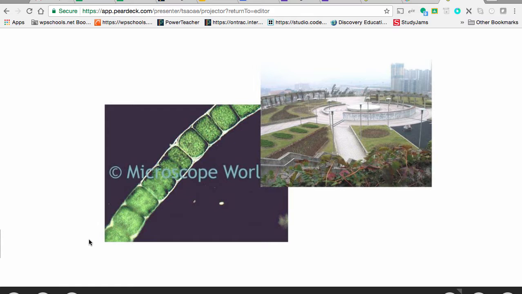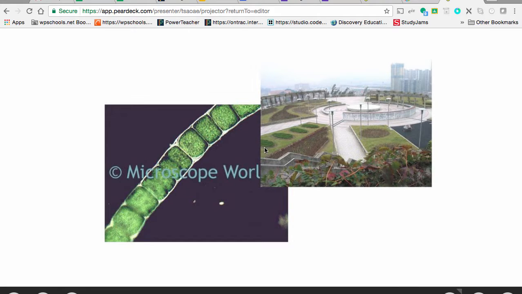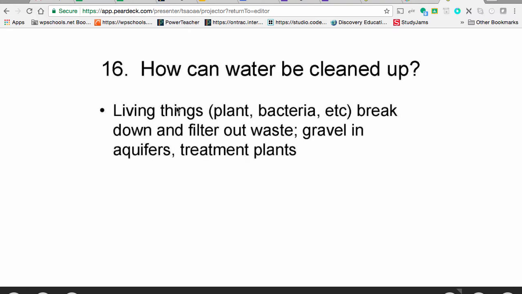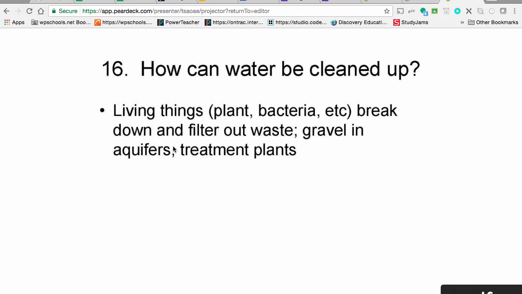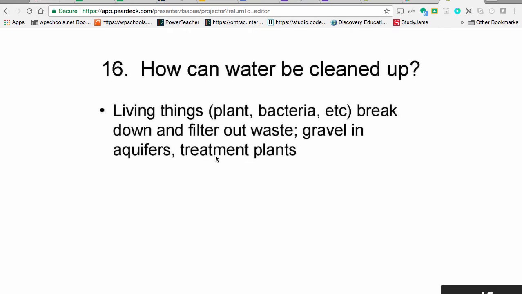So how do we treat our water systems? How do we treat our fresh water and get the pollution out of our fresh water? We can add bacteria and we can use wastewater treatment facilities. So water can be cleaned up. Living things like plants and bacteria can be added to the polluted water that breaks down and filters out waste. Gravel can be added to aquifers. Gravel is an initial treatment for filtration. And then we have water treatment facilities that we've created to clean up water to be returned back to our river systems.